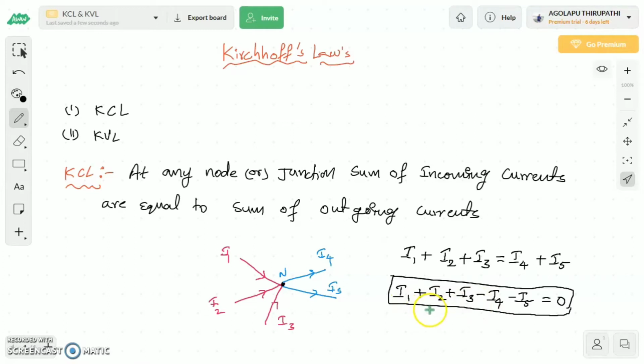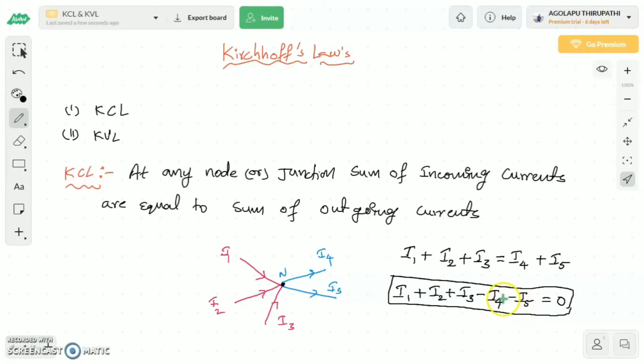While taking the algebraic sum, if you consider incoming currents as positive, then we should take outgoing currents as negative. See here, I1, I2, I3 are the incoming currents, so we take them with positive sign. Therefore we take negative sign for the outgoing currents I4 and I5, so minus I4 and minus I5. This is the statement of Kirchhoff current law.